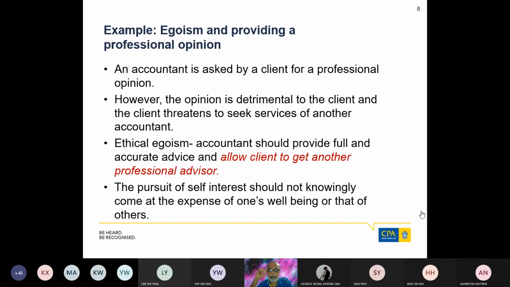So let me state it here very clearly so there's no doubt in your mind. The pursuit of self-interest should not knowingly come at the expense of one's well-being or that of others. That of others meaning the public. So if I want to put it in another way, if there's any time there's a conflict between self-interest and public interest, you should be very clear in your mind. I hope I'm getting the correct message across. Public interest comes first.